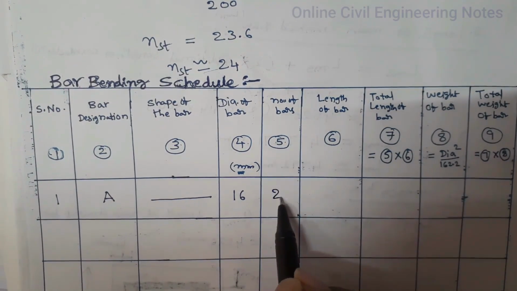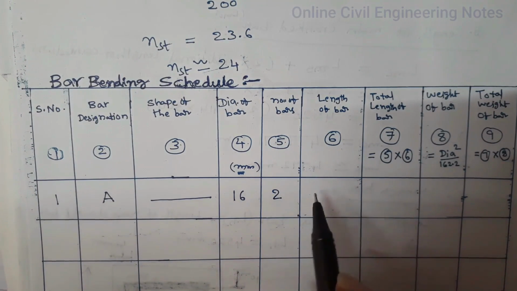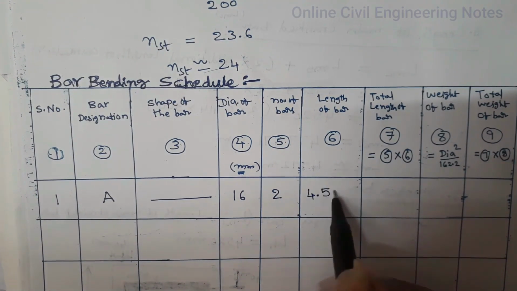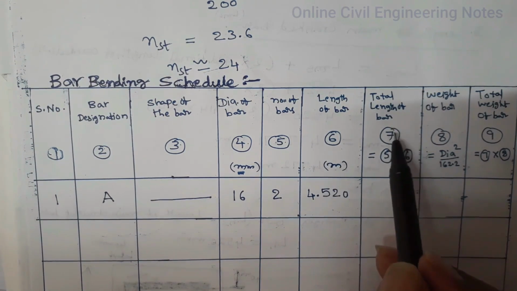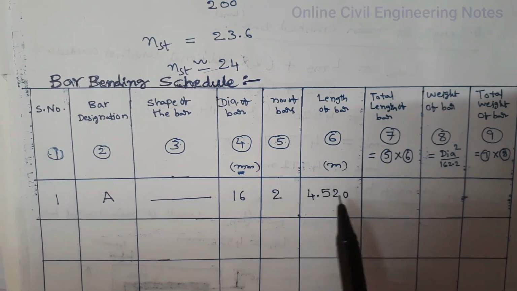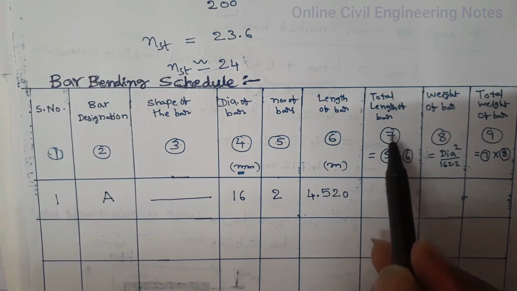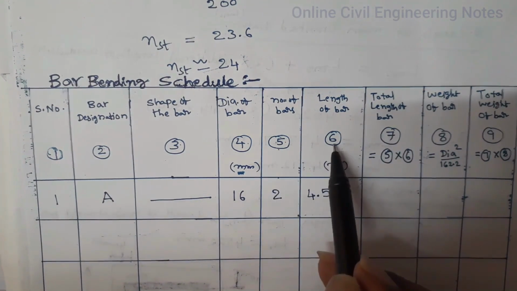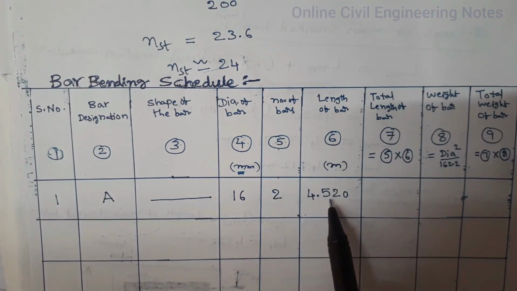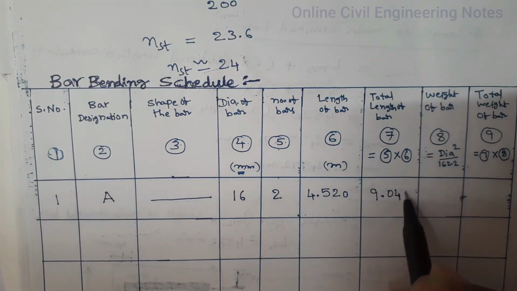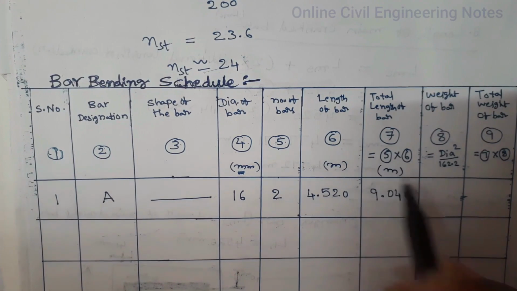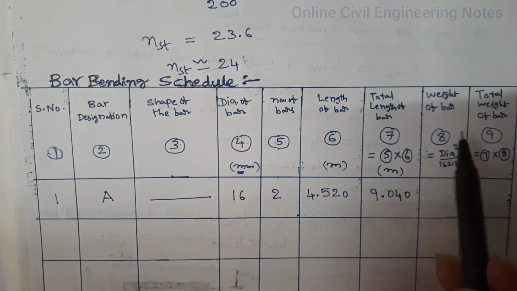Number of bars are 2. Length of the bar is 4.520 in meters. Total length of the bar is equal to number of bars into length of the bars. So 7th column is equal to 5th column into 6th column. 2 into 4.52, 9.040 meters.